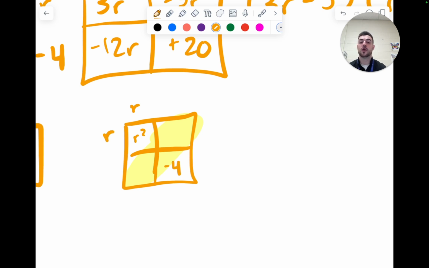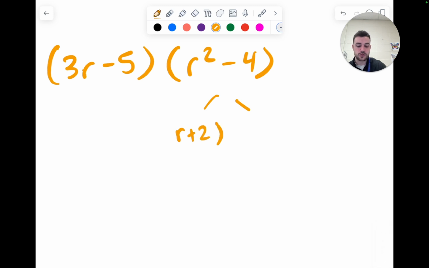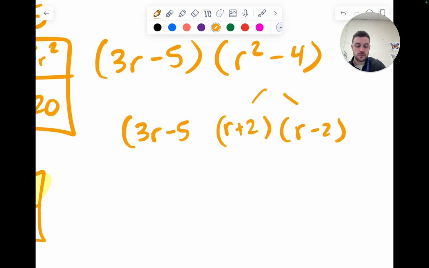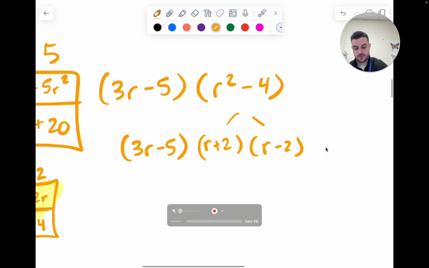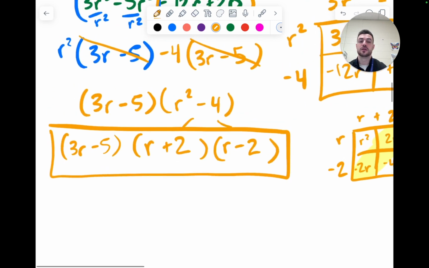Well, the good news is r squared only has r and r that I want to split it up into. 4 could be 1 and 4 and 1, but I know that they want to cancel each other out, so they need to be the same, which tells me that one of these is going to be positive and the other is going to be negative. Negative 2r plus a 2r is 0, and that cancels out. So this means my two factors are, again, r plus 2, r minus 2, and we can't forget our 3r minus 5. This is the exact same thing we got over here using our grouping method.